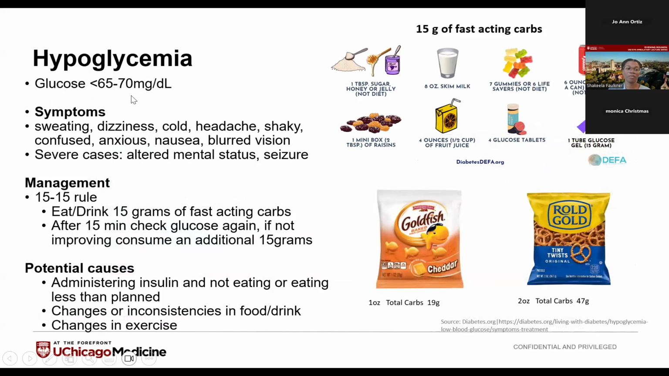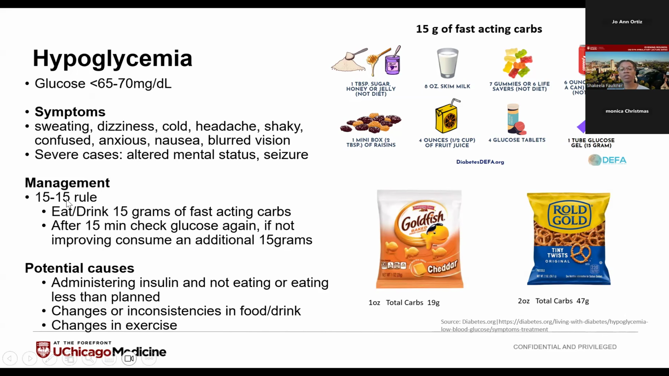And then addressing hypoglycemia. So really, if the blood sugar is going less than 65 or 70, we want to be talking to patients about how to correct that and bring that up. So some of the symptoms they may experience: sweating, dizziness, feeling cold, clammy, headaches, shaky or confused, feelings of anxiousness, nausea, or blurred vision. In really severe cases, it can result in altered mental status or even seizures. So it's also helpful that family, friends, and coworkers are aware of these signs, especially in these more severe cases.